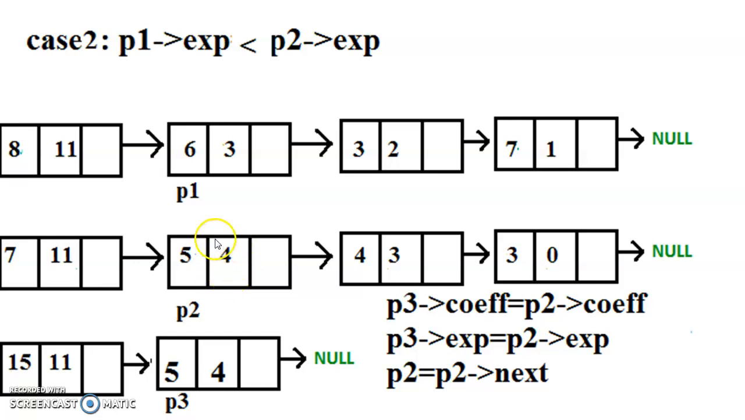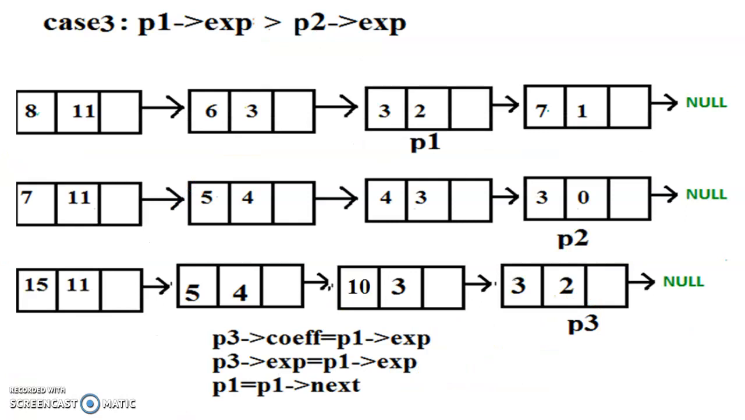Because only this term has been added, P2 goes to the next term, that is P2 of next. So the three operations that we perform, whenever P1 of exponent is less than P2 of exponent, are: P3 of coefficient is equal to P2 of coefficient, and P3 of exponent is equal to P2 of exponent. Because this term is over, P2 goes to the next one, that is P2 of next.